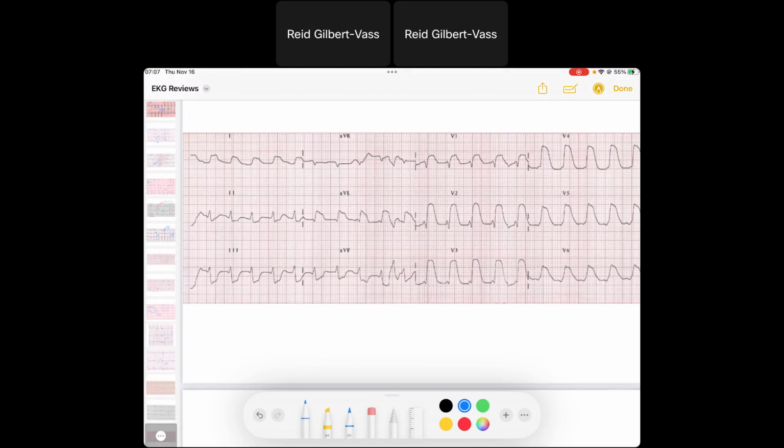Here's some big ST changes, what we'd call tombstoning. So if you look at V1, we've got large ST elevation. V2, it's so large that it's like a tombstone. V3, it's a tombstone. And then you've got reciprocal depression in lead 3, aVF, and lead 2. You've got elevation in aVL and lead 1. So this person's having a diffuse STEMI, a big, large left ventricular infarct.